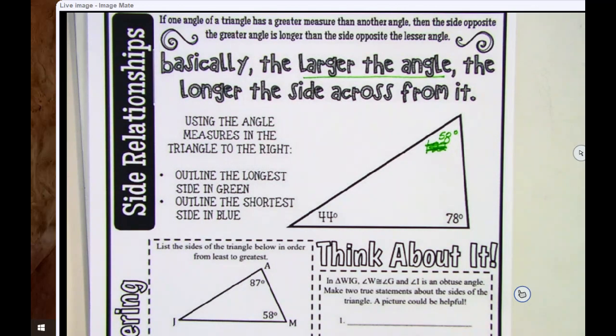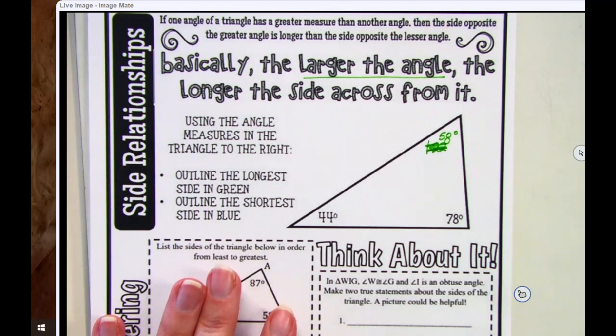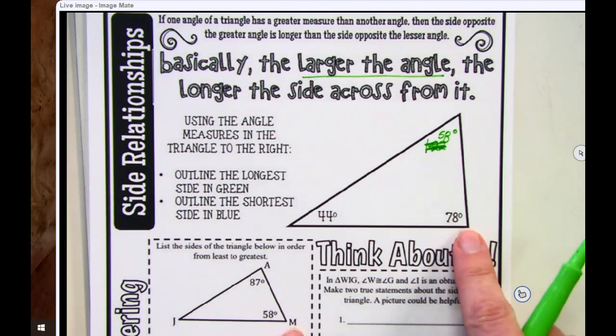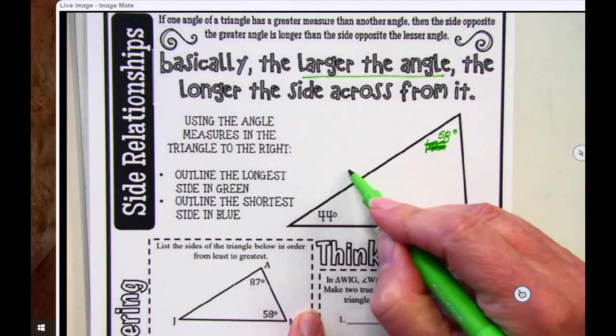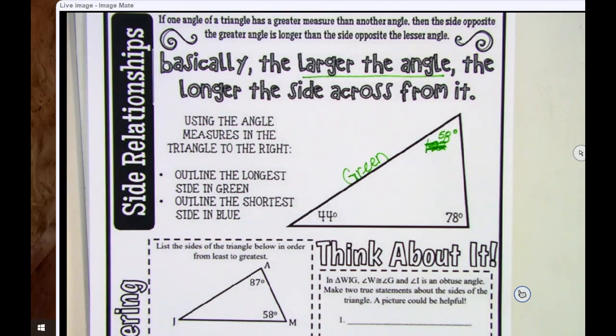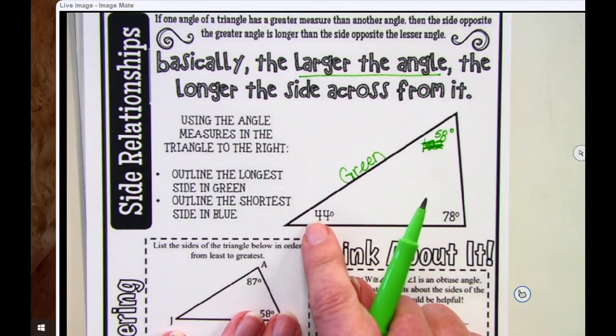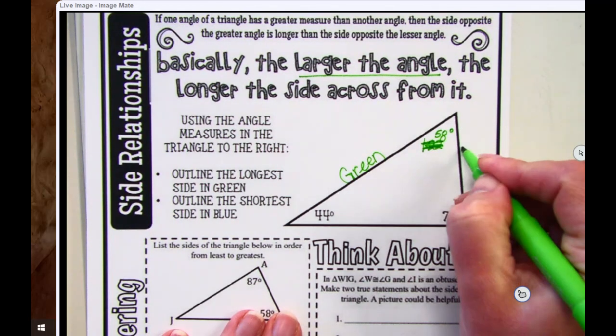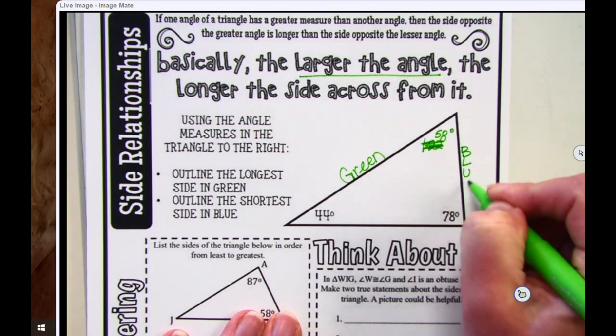in green. You guys aren't going to have green probably. Which one would be the longest side though? Here's my biggest angle. Across from 70. So you guys can just say green. Outline the shortest side in blue, so I look for my smallest angle, and I look across from it, and it would be blue.